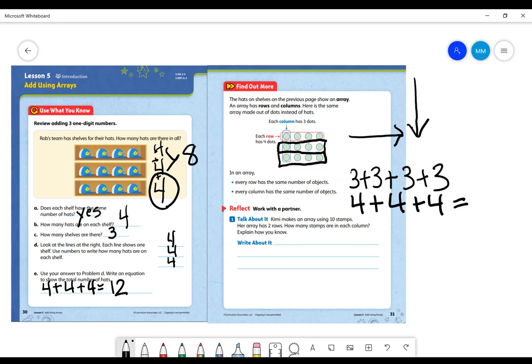It's when we have groups of the same part. So we had groups of 4. We had 3 groups of 4. If we were looking at columns, I had 4 columns of 3. Now we know that 4 plus 4 plus 4 equals 12. Let's see if we get the same answer when we add 3 4 times.